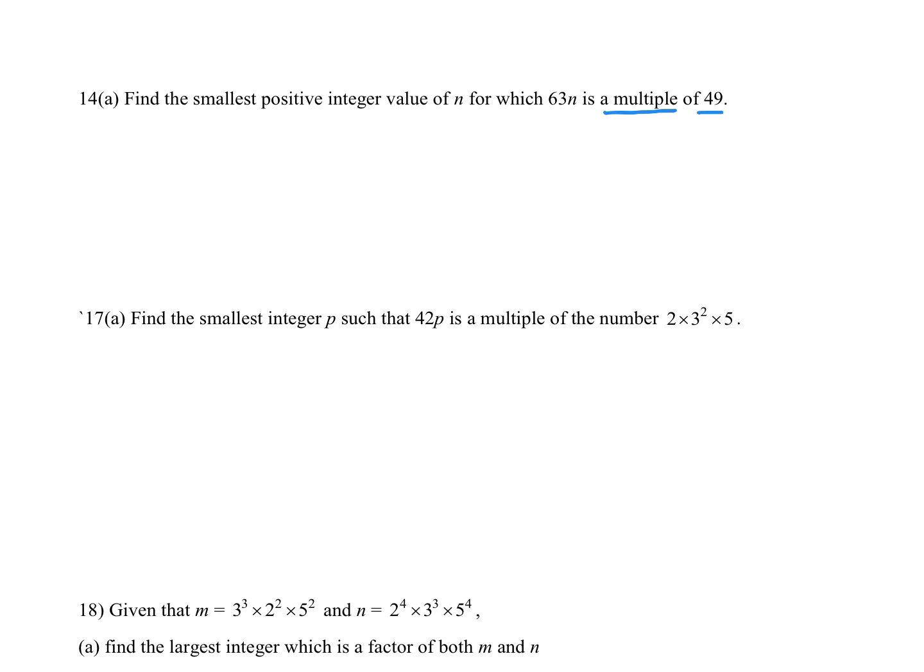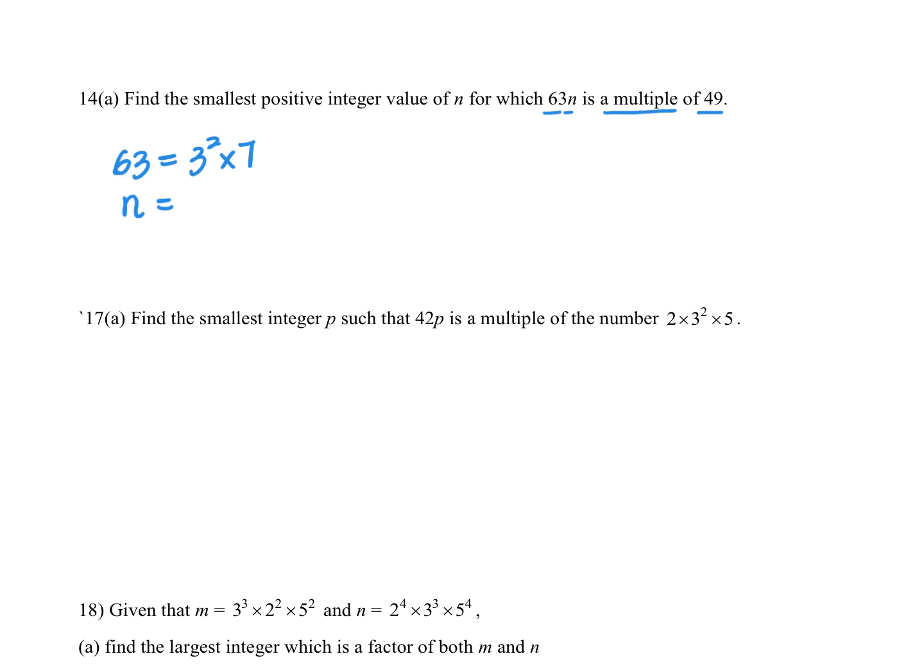Right, so if I want to have these two numbers, first I'm going to look at 63 times n. So I'm going to look at the factors of 63 first. 63 can be expressed as 3 squared times 7, a product of prime factors. Now, 63 needs to be multiplied by an integer n, which I do not know, such that this whole thing is a multiple of 49.